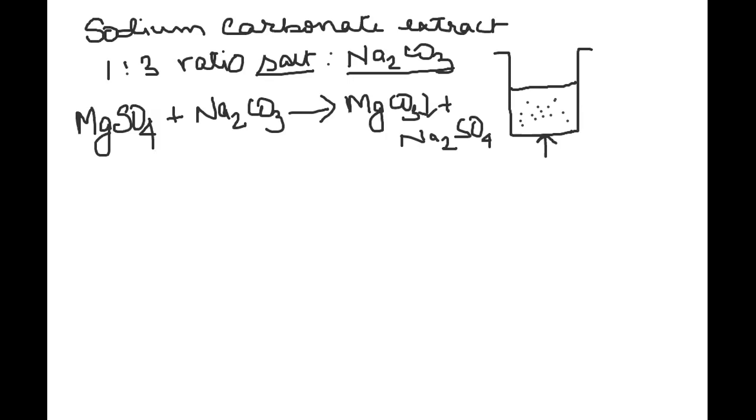Once you have boiled it for about 5-10 minutes and the turbidity appears, what you need to do is now you will filter the solution. When you filter the solution, a precipitate will be obtained in the funnel where you are using a filter paper. So the precipitate will be there in the filter paper and the filtrate will be collected in a conical flask or whatever flask you are using.